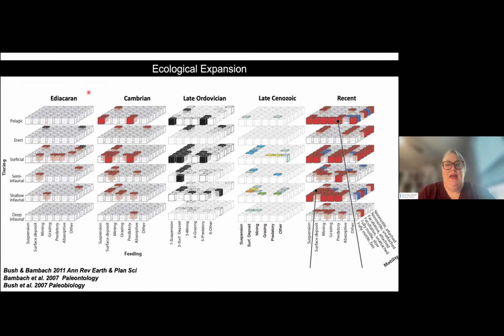So here we have Ediacaran through recent, a few intervals in between. And so the filled cubes here represent ecologies that have taxa in those ecologies. So sort of a filling of ecospace through time. And this has really influenced, I think, how we think about ecosystems in paleoecology, that these cubes are becoming fuller through time, essentially, right? That more and more ecologies have arisen through time.